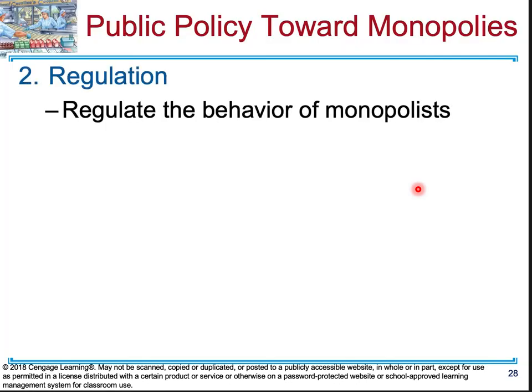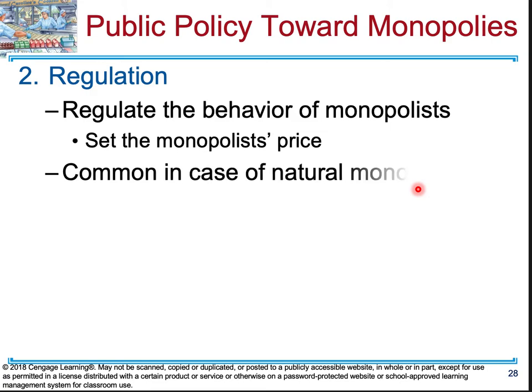Okay, so the other thing we can do is regulation. We can regulate the behavior of monopolists and set the monopolist price. For natural monopolies, for a utility company, we can come in and say you can't charge more than this price. Again, it helps the consumer, and it also benefits the producer in a sense because they're still making a profit, not as much as they would like, but there's a cap.